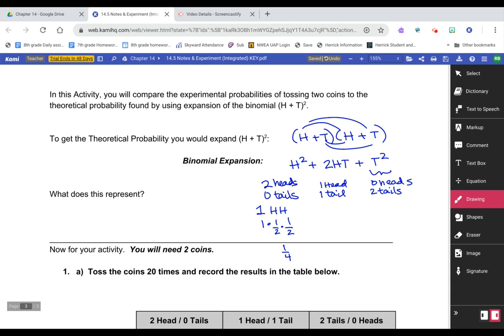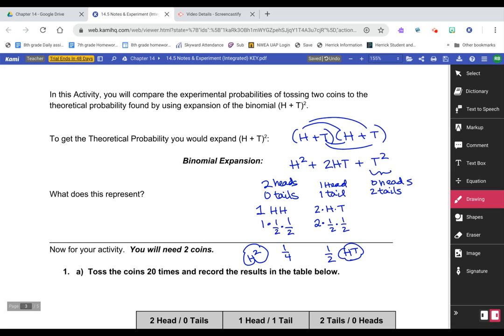Over here, we have 2 times h times t. So 2 times probability of getting heads is 1/2, probability of getting tails is 1/2. So 2 over 4 simplifies to 1/2. So you have 1/2 the probability of getting a heads and a tails. And let's write here h squared, this would be for ht, 1 of each.